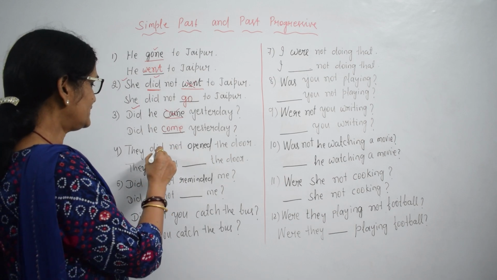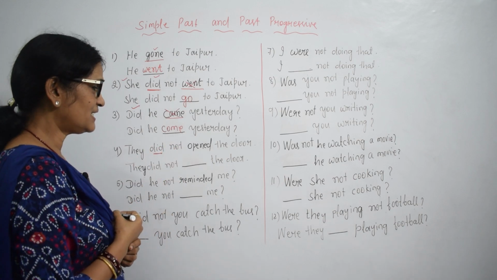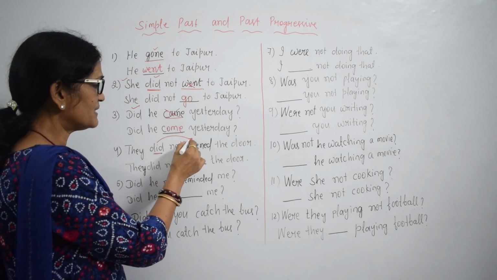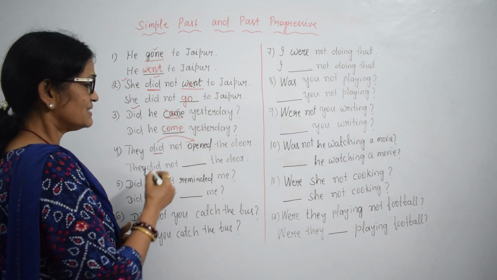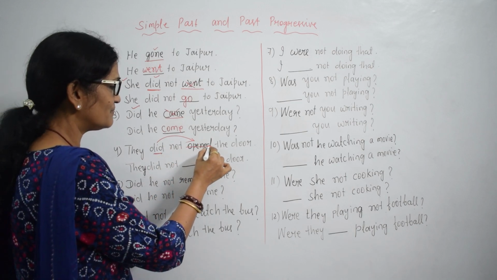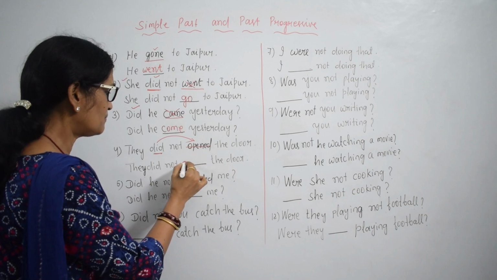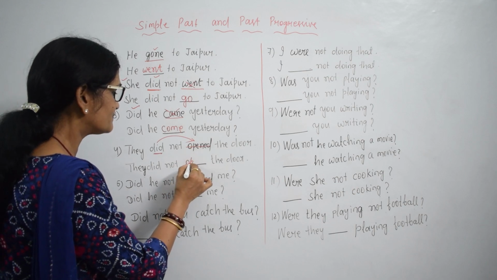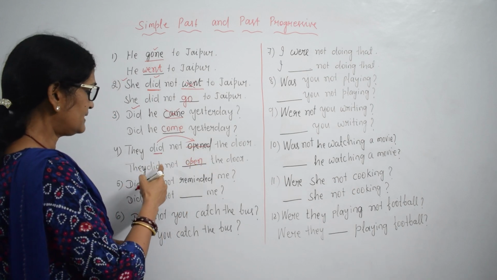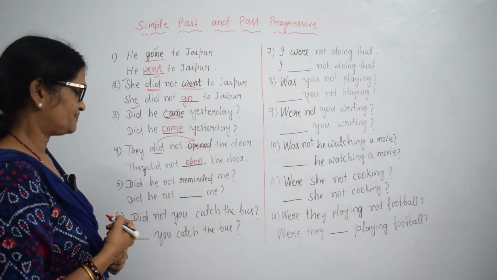They did not opened the door. Here also did is the past auxiliary. Did is followed by the base form of a verb. This is opened, which is wrong. The base form of the verb is open. They did not open the door.